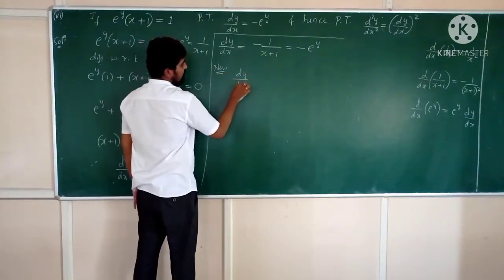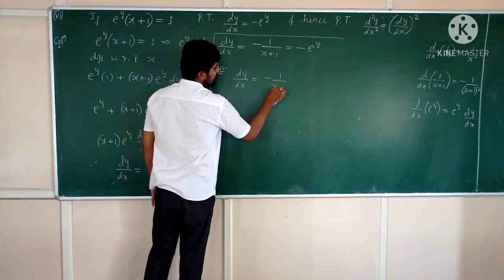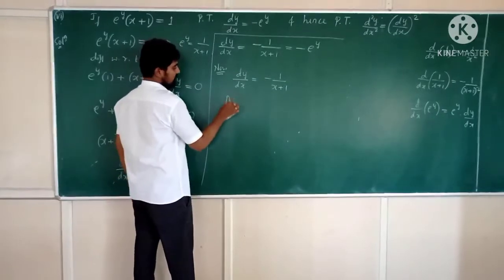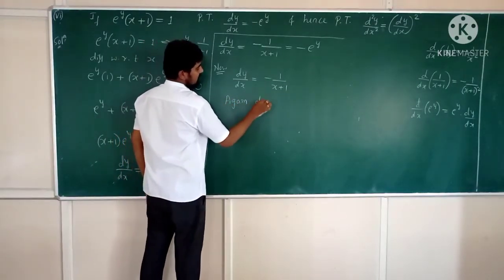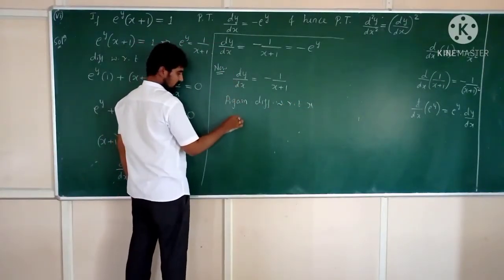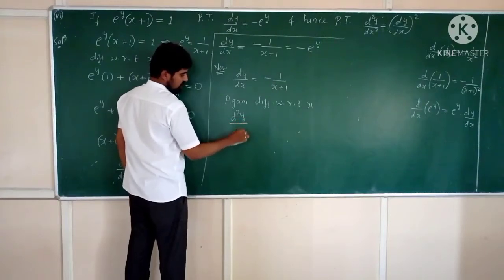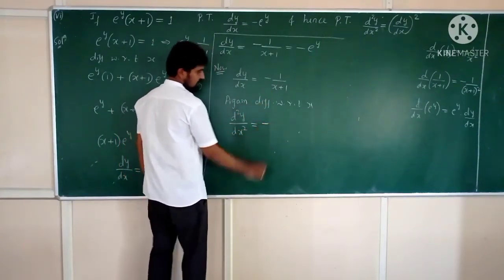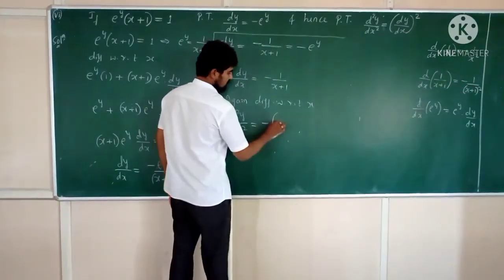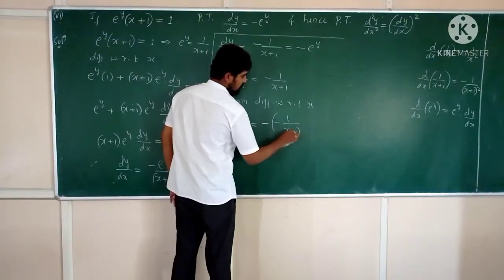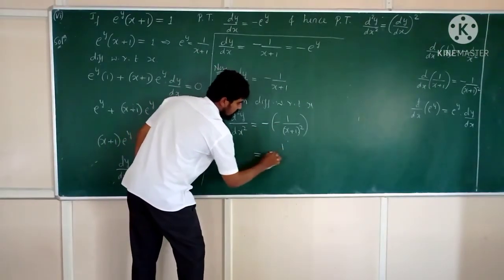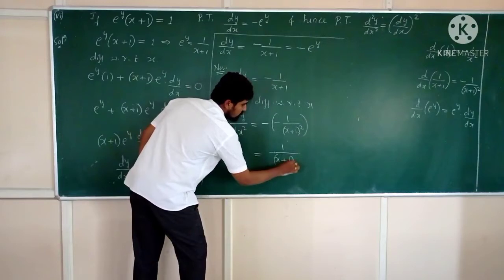So now the value of dy/dx is minus 1 divided by (x + 1). For the second derivative we need to differentiate again with respect to x. The derivative of dy/dx with respect to x is d²y/dx², which is equal to minus, as it is, the derivative of 1/(x + 1), which is minus 1 divided by (x + 1) whole square. So minus into minus is plus 1 divided by (x + 1) whole square.